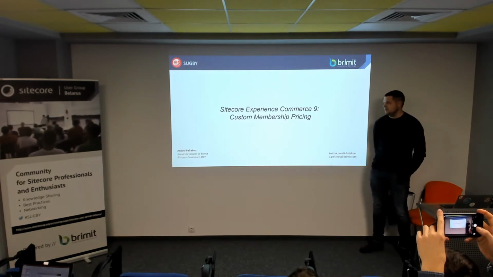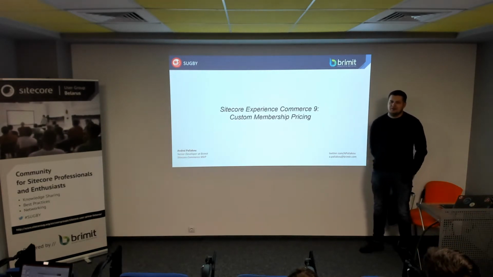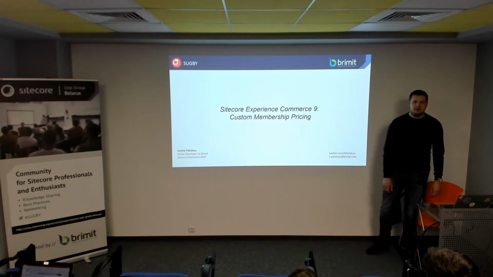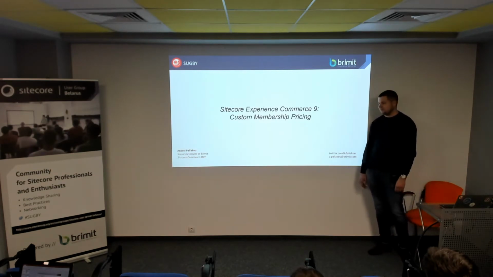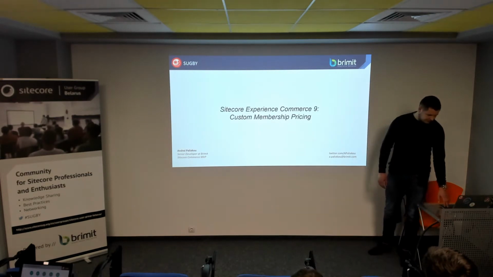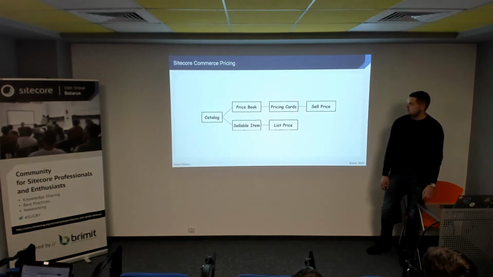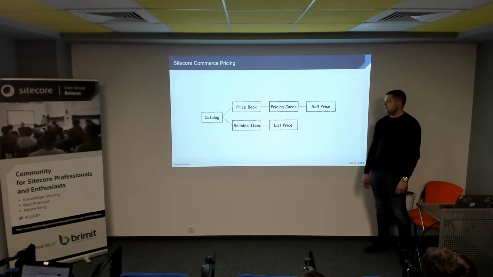For example, if a user is from the silver level, he will get a bit less price instead of just the regular. The gold will get a price less than the silver, and platinum will get a price less than gold. So first of all, we want to start with Sitecore pricing, which we have out of the box.